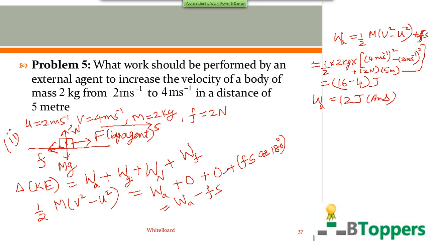Don't make corrections to what you have already copied for the solution of the first problem. This must be written separately. Again, m equals 2 kg, u is 2 meter per second and v is 4 meter per second. And small f is 2 Newton, s is 5 meters. So 12 joules plus 10 joules. So for the second part of the question, you get the answer as 22 joules.